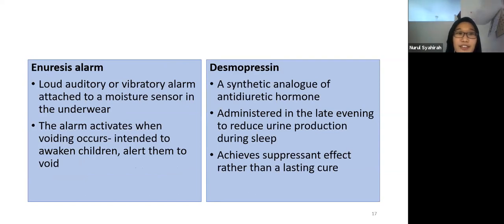Okay, this one is the enuresis alarm. So in this kind of management, an auditory or vibratory alarm is attached to a moisture sensor in the underwear of the child. This alarm is activated when voiding occurs. So the intention is to awaken the children and alert them to wake up from sleep to void, to go to the toilet to void.